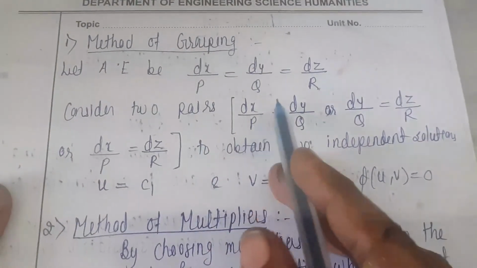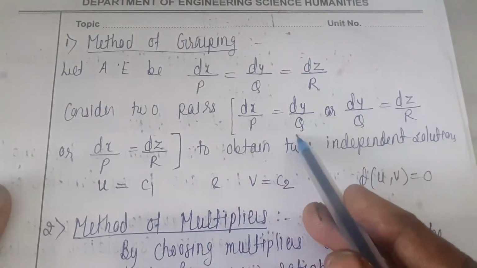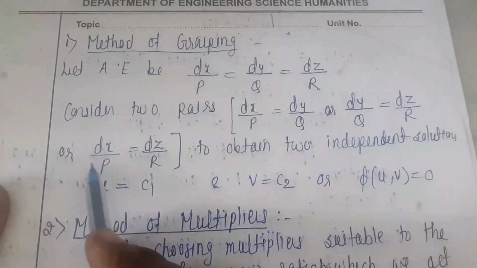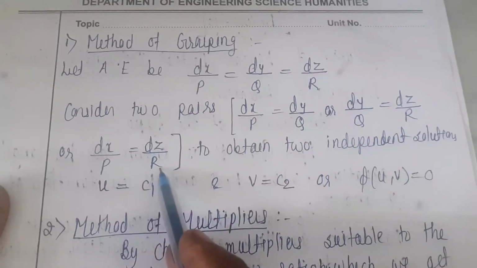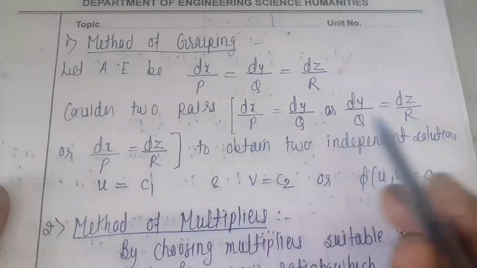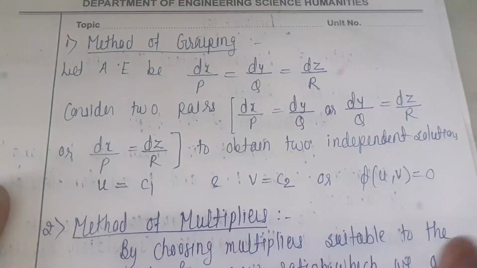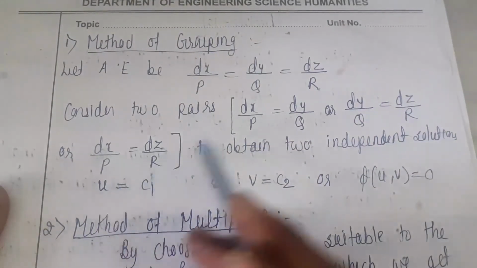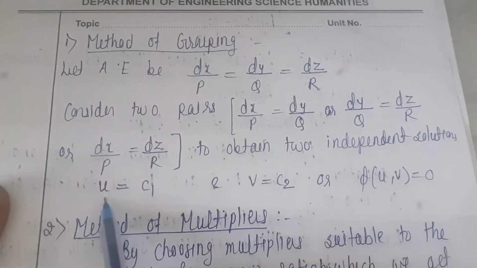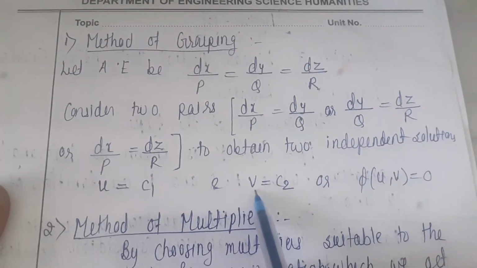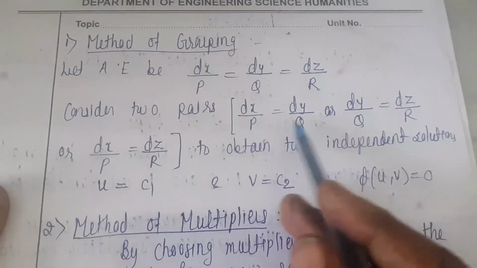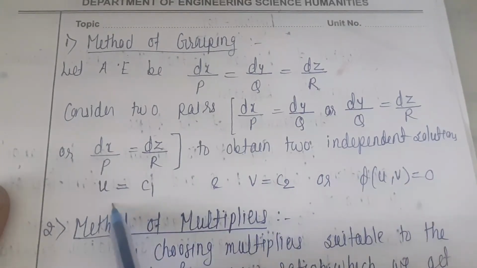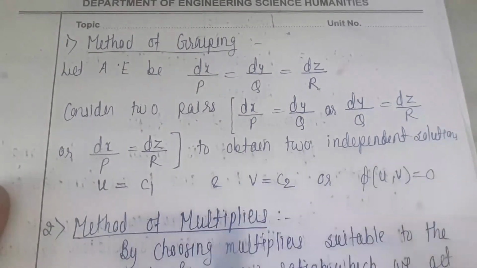So we can consider dx by P is equal to dy by Q, or we can consider dy by Q is equal to dz by R, or we can consider dx by P is equal to dz by R. Out of these three, we will consider two pairs, and by using those pairs we will get the first solution u and second solution v. So after integration of the first pair, second pair and third pair, we will get the solution of this Lagrange's differential equation.